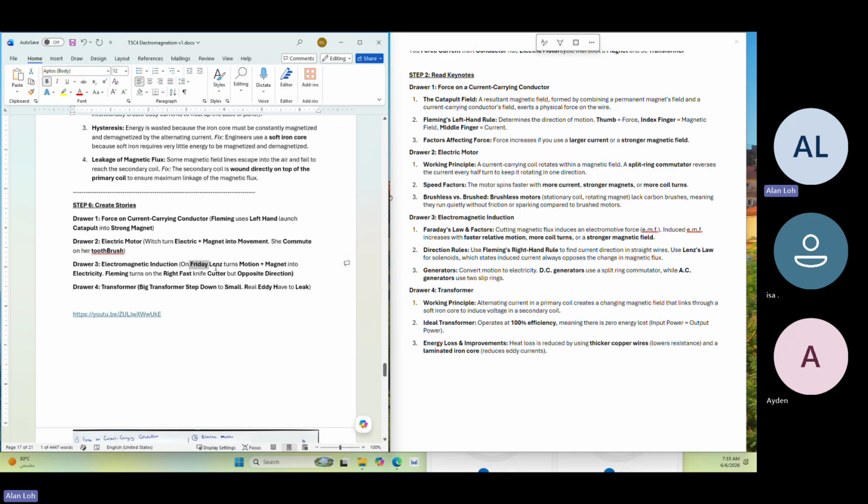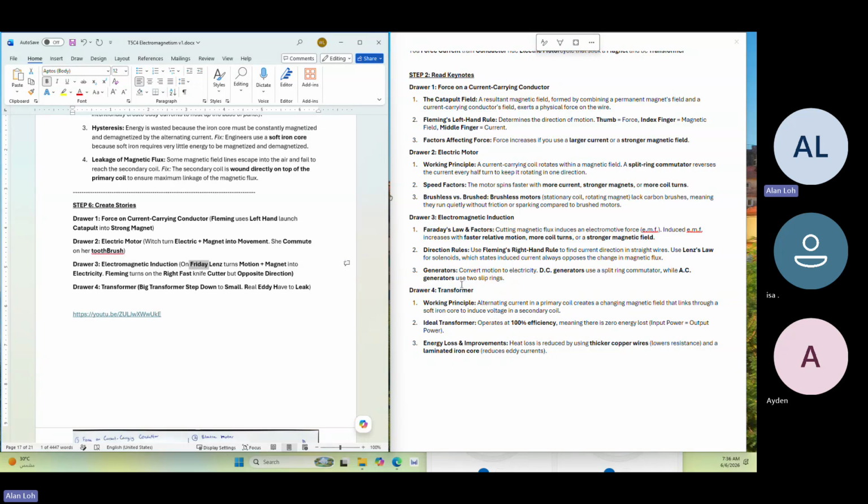And this Lenz is Mr. Lenz, whoever it is, the guy named Lenz on Friday. He turns motion and magnet into electricity, right? So Lenz is the Lenz law, related to the solenoid, related to the opposite, opposing the changes in magnetic flux, right?